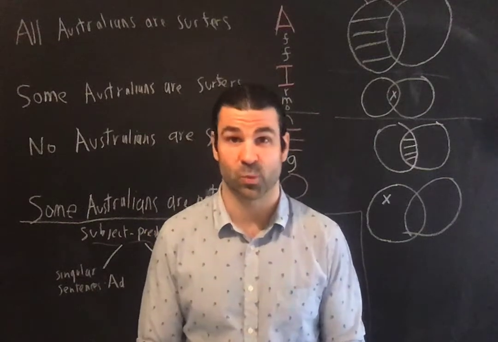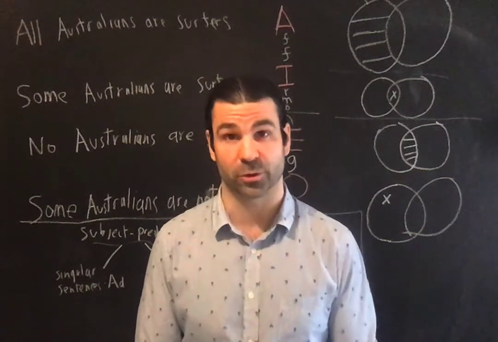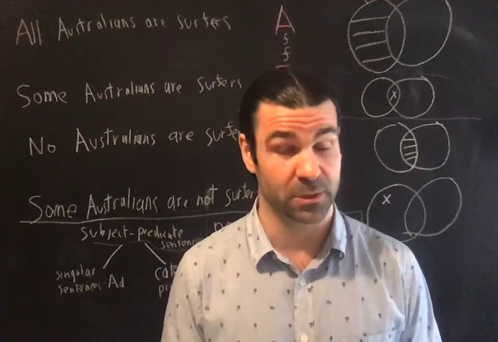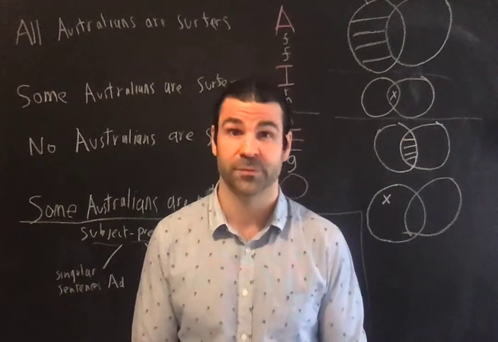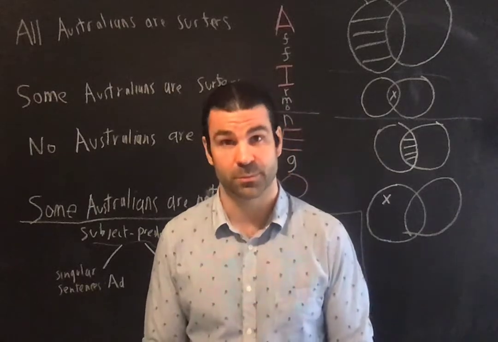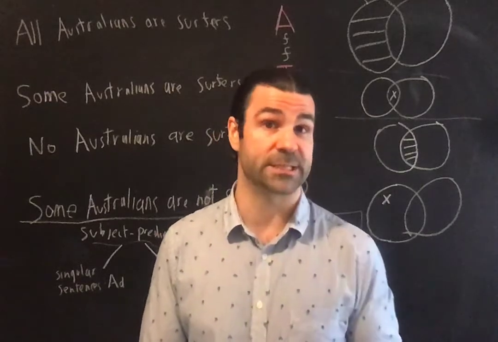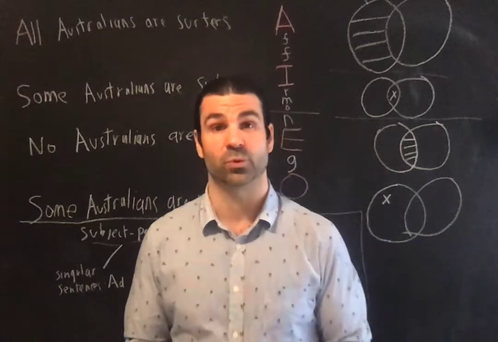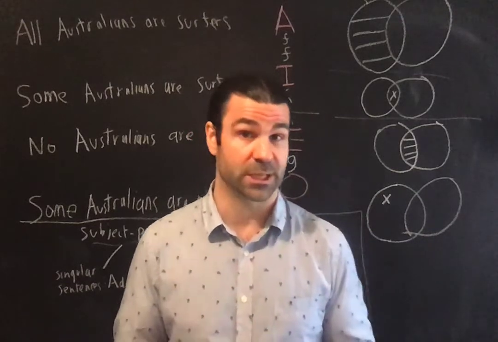Unit 12, Part 1. Unit 12 is on categorical propositions. It's a very big, long chapter with many parts, and they're all very crucial. But let's recap where we are. We started quantifier logic in Unit 10, and we were introduced to singular sentences.